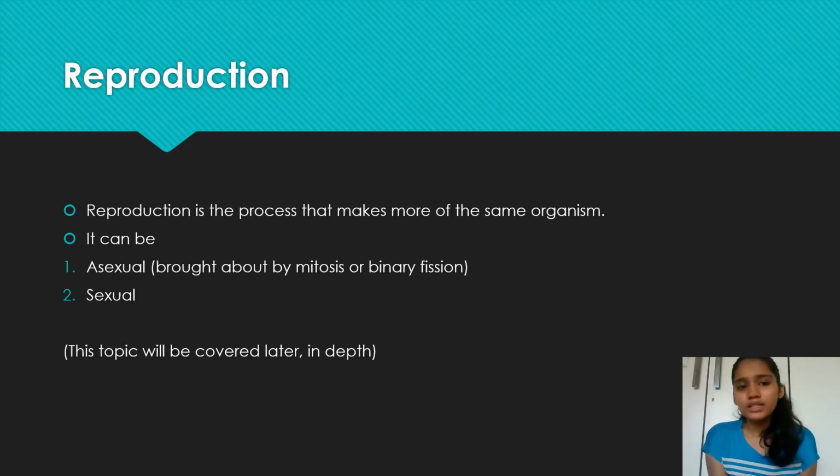But you need to understand there are 2 types, asexual and sexual. Asexual is brought about by mitosis or binary fission, which you will learn about later as well. This is just your first chapter, so there's not much you're going to know here related to other concepts, but I promise you we will learn all of them together.